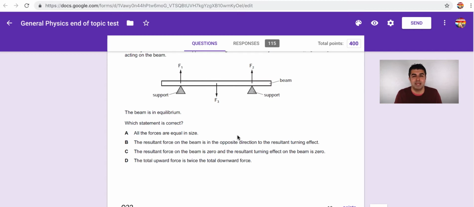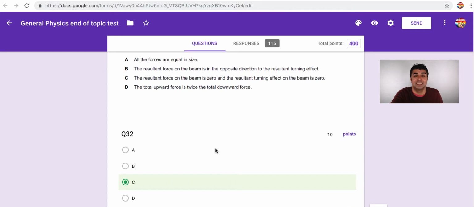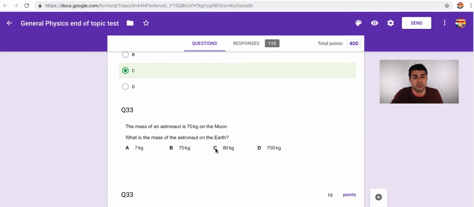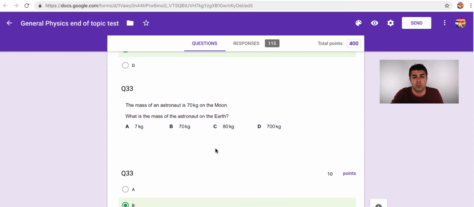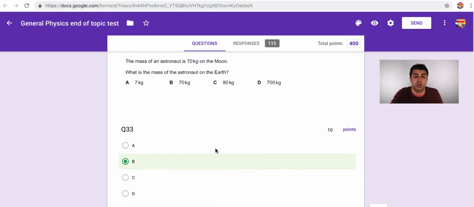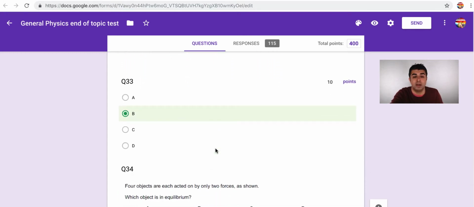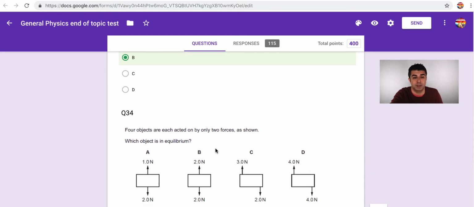Now, what they mean, and what they're not really able to articulate here, is that upward should equal downward and clockwise moment should equal anti-clockwise moment. That's why the answer isn't A. The answer is in actual fact C. Question 33. The mass of an astronaut is 70 kilograms on the moon. What's the mass of the astronaut on the Earth? It's exactly the same. His mass will not change, only his weight does because the gravitational field does. So mass will be the same.